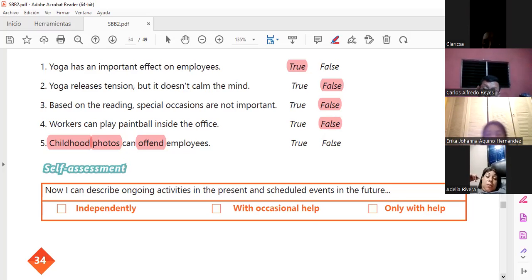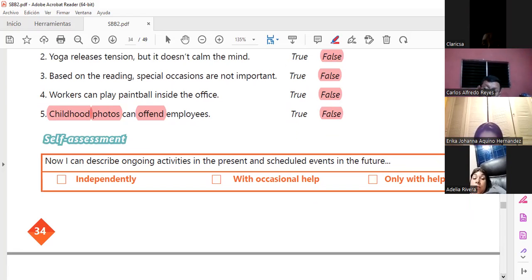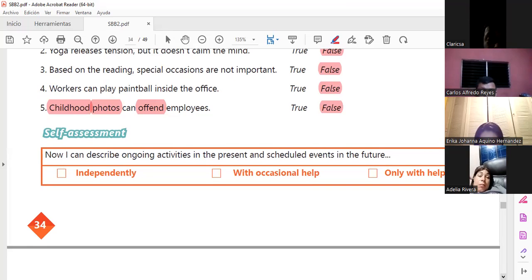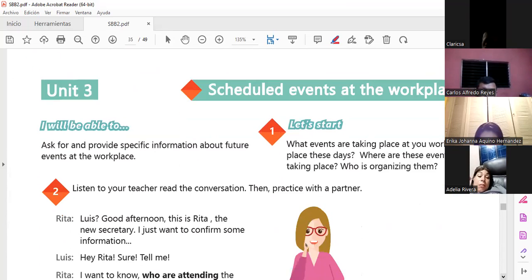Childhood photos can offend employees. True or false? False, ¿verdad? Why? Because it's a bit easy, like here found that will, yeah, definitely. So it generates a good working environment, because everybody is having fun. And it's making fun of your photos from your childhood. Yes. Okay, very good.